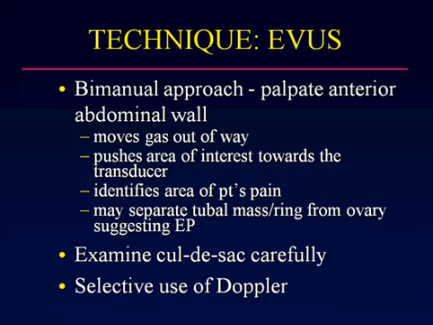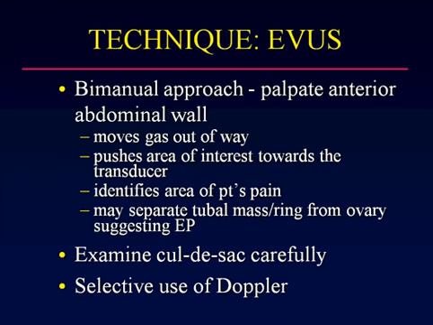By that, I mean that you want to palpate the anterior abdominal wall with one hand as you're holding the endovaginal probe with the other. This will help move the gas and the artifact from the gas in the bowel out of the way so that you can visualize the organs in the pelvis better. It pushes the area of interest towards the transducer, which will improve visualization. It also helps to identify the area of the patient's pain, which is where the pathology is likely to be.